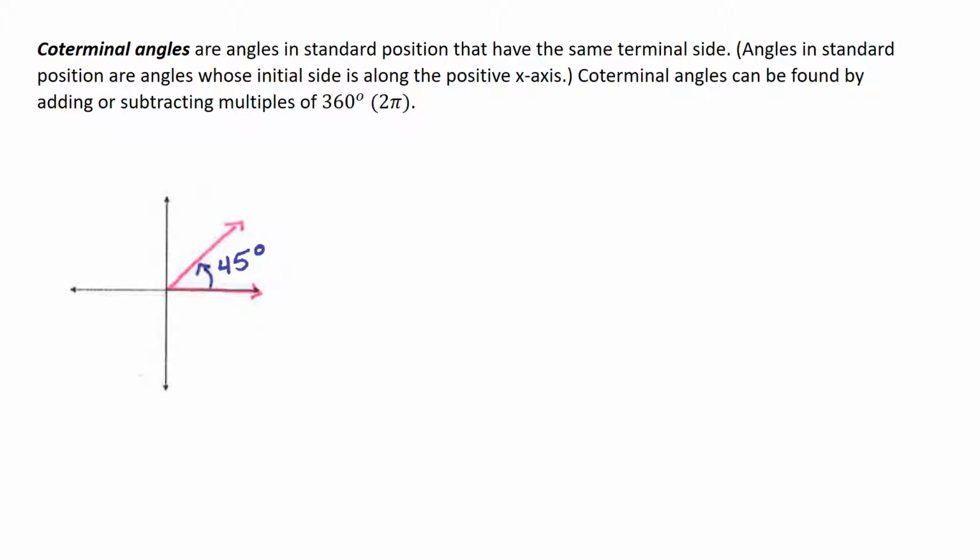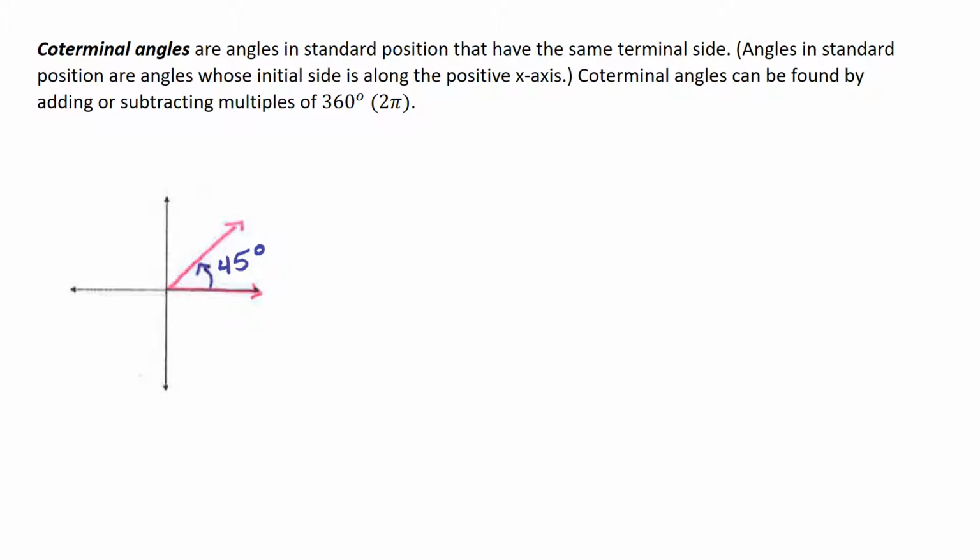Another important concept in this section is that of coterminal angles. Coterminal angles are angles in standard position that have the same terminal side. Now, an angle is in standard position if its initial side is along the positive x-axis. Coterminal angles can be found by adding or subtracting multiples of 360 or 2 pi.